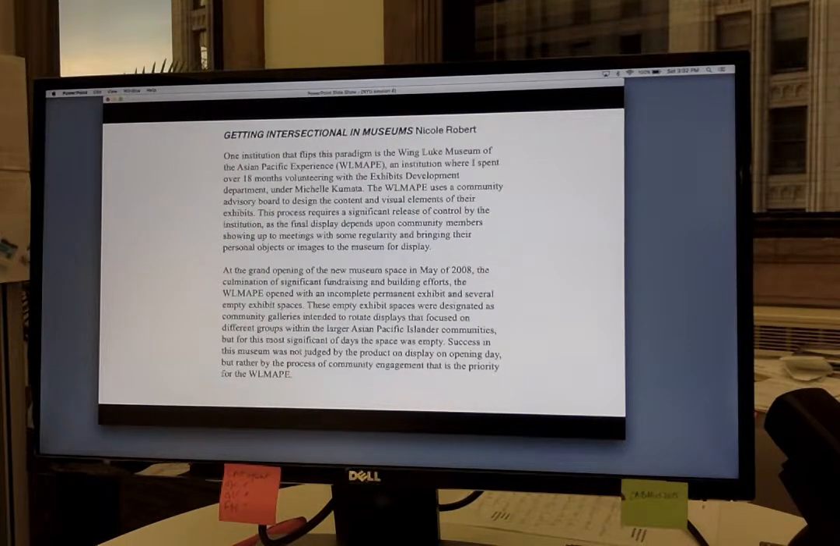So redefining success in this museum was not product on display, but process. And even having the emptiness as a sign that the process would continue, I think is not stated here, but is my takeaway for what they were after.